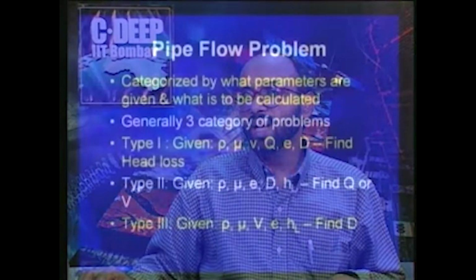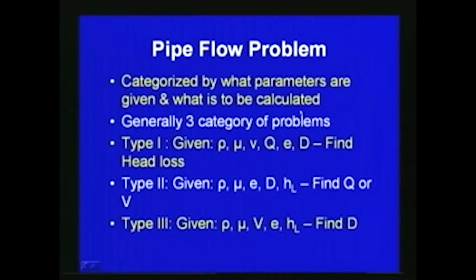Accordingly, we can classify the general pipe flow problem into 3 categories. The categories are by what parameters are already given and what is to be calculated. Some of the parameters will be given and we have to find out the remaining parameters. So, generally we can categorize into 3 categories: type 1, type 2 and type 3. This category is according to what kind of data are already available and what we have to find out.